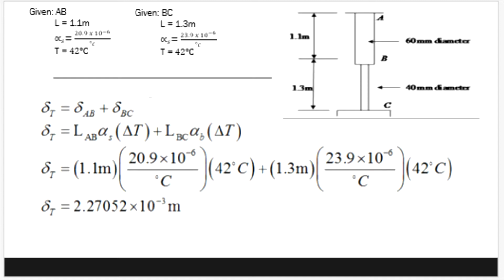So we have the formula for total deformation: delta_T is equal to delta_AB plus delta_BC. So we have delta_T is equal to length AB times alpha_S times delta T plus length BC times alpha_BC times delta T. And we will input that in our calculator. We will have 2.27052 times 10 to the power of negative 3 meters.